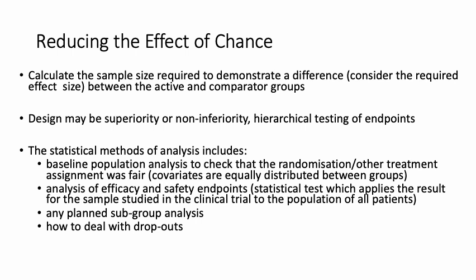Statistical methods of analysis include baseline population analysis to check that the randomization or treatment assignment was fair and that covariates are equally distributed between groups. Analysis of efficacy and safety endpoints, looking at a statistical test which applies the result of the sample studied in the clinical trial to the population of all patients. Any planned subgroup analysis and how to deal with dropouts.